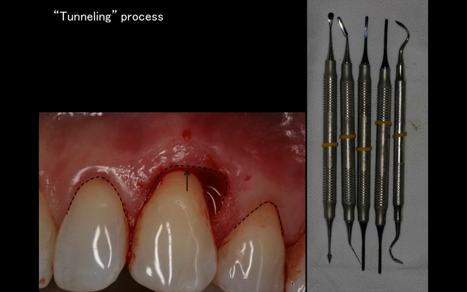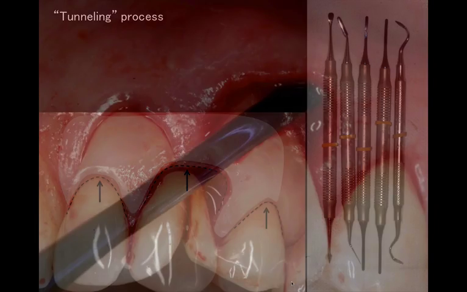Now, the area of tunneling is going to be beyond the mucogingival junction. We're basically creating a pouch or a space underneath into which we'll insert the graft. And once this graft is secure, it will get blood supply from the overlying flap, from the underlying periosteum and bone. And there's a good chance it will heal and correct the deficiency.